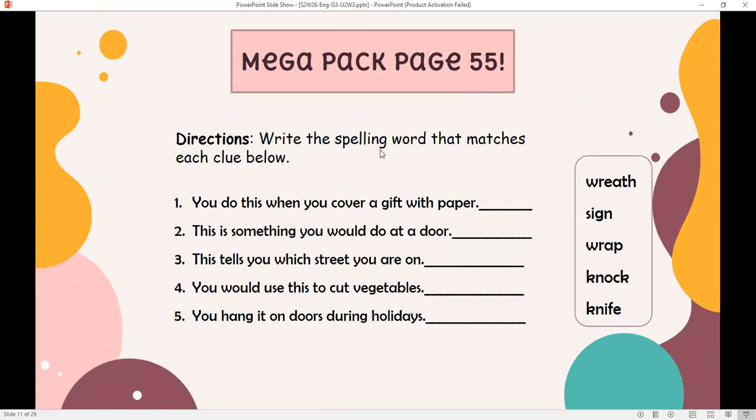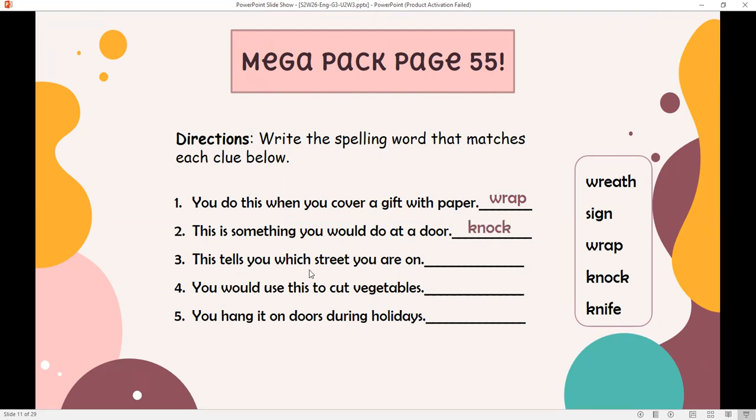Write the spelling word that matches each clue below. You do this when you cover a gift with paper. So what do you do when you want to cover a gift with paper? It means you wrap, wrap. Number 2, there is something you would do at a door. If you stand by a door, what should you do? You should knock at the door.